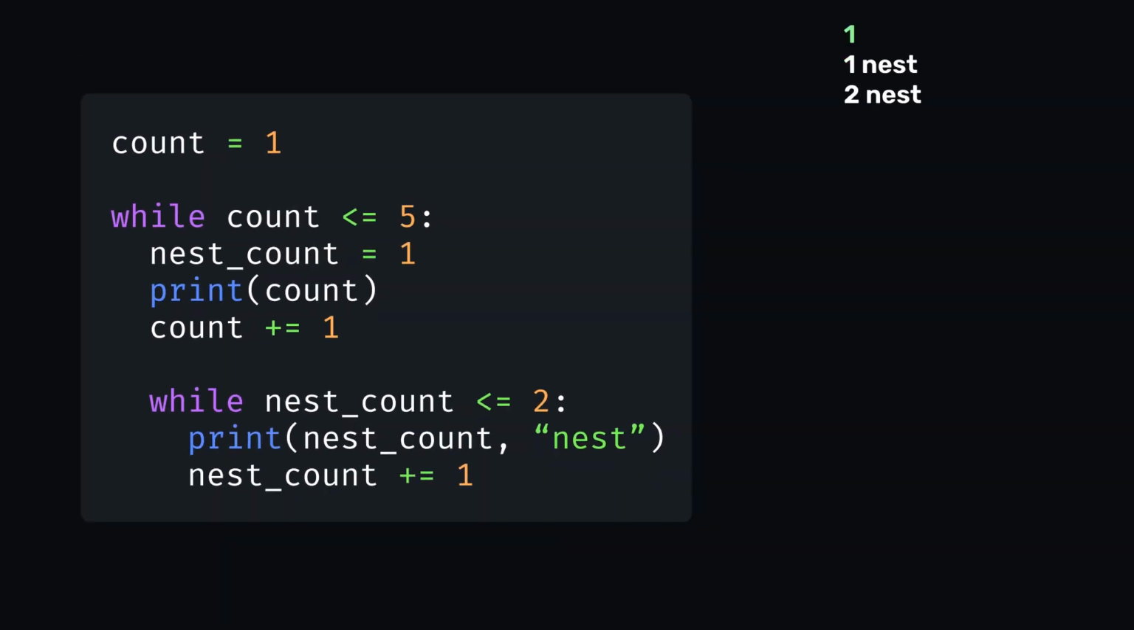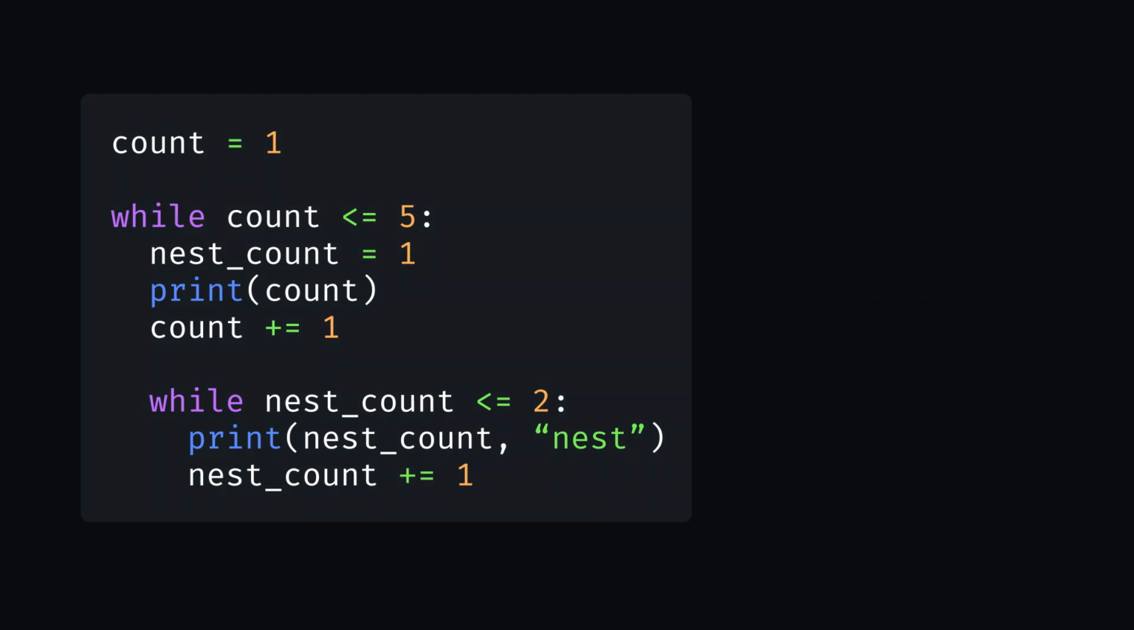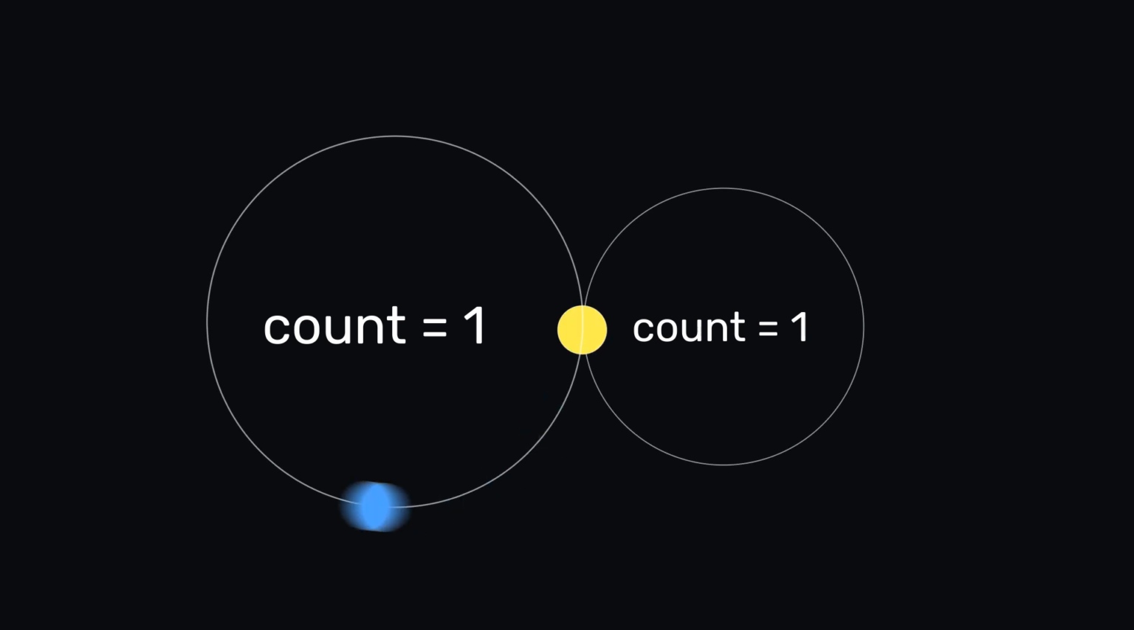You can see that for each time the original count is incremented, the nested while loop is run twice. Here's an animation of what is happening. I'll represent the outer while loop with the blue circle and the inner while loop with the yellow circle. Every time the blue circle touches, the yellow circle begins to spin twice, then the cycle repeats.